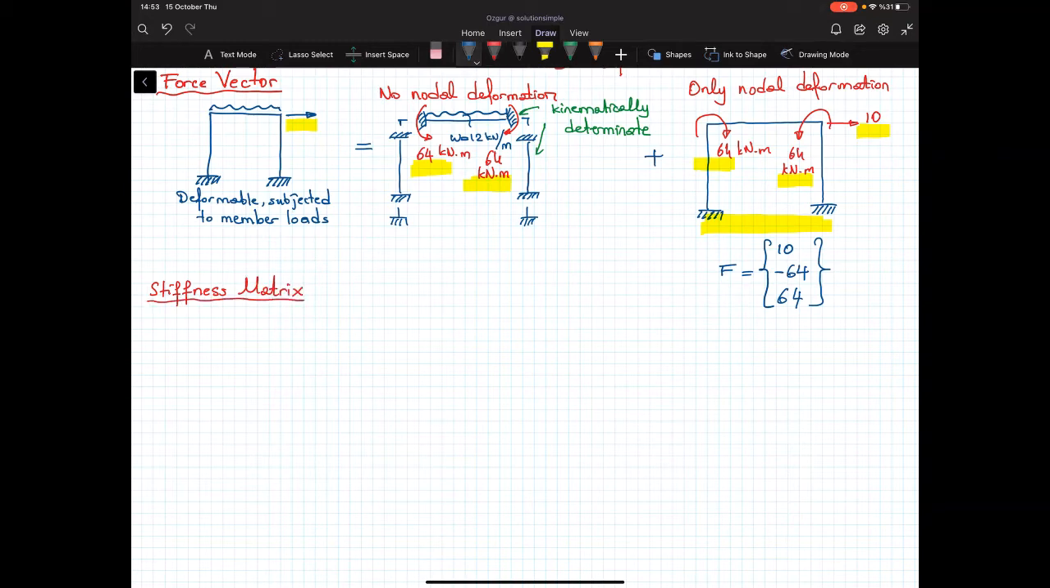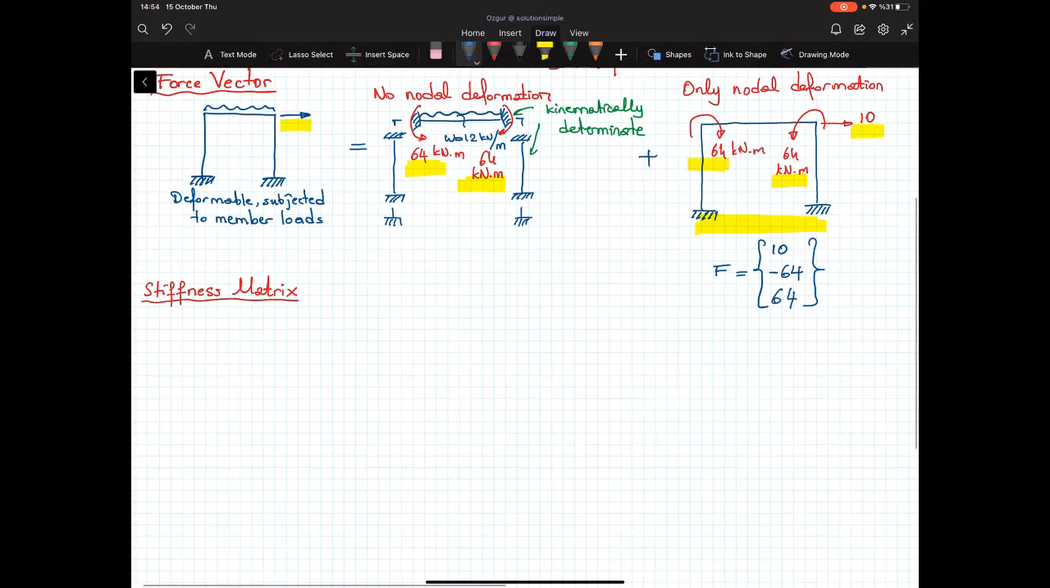Now let's continue. Let's try to determine the stiffness matrix. So our starting point is this. Now, this is the frame, and we are saying that this frame has 3 degrees of freedoms. We got D1, D2, and D3.